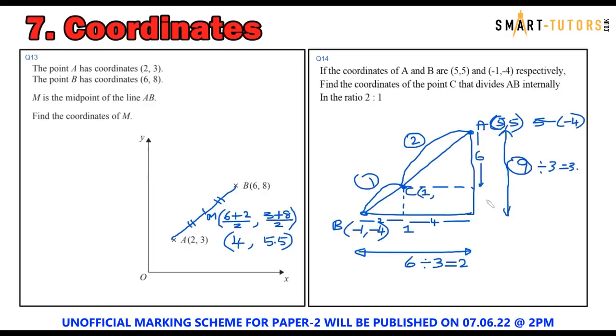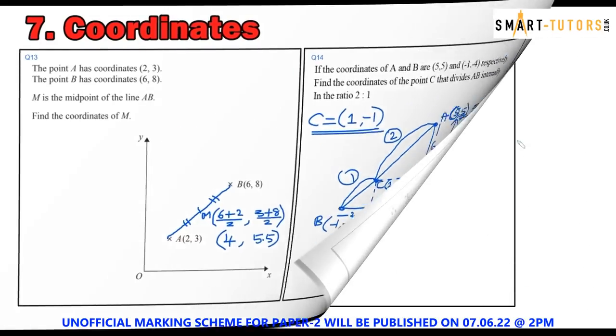And 3 times 1 is 3 parts, is this. So from the y coordinate 5, take away 6. You take away the 6, you are going down, so 5 take away 6 is minus 1, which will become the c coordinate. So coordinate c, x coordinate is 1 and y coordinate is minus 1. So that is the answer for question number 14.